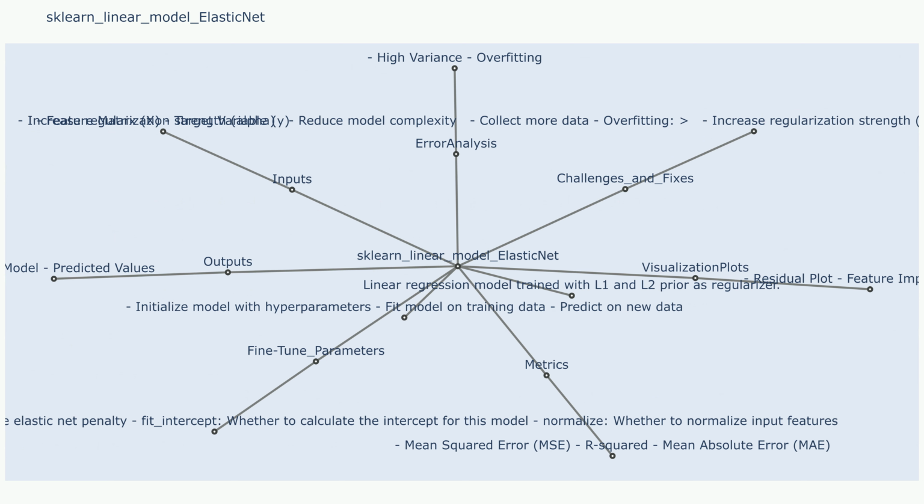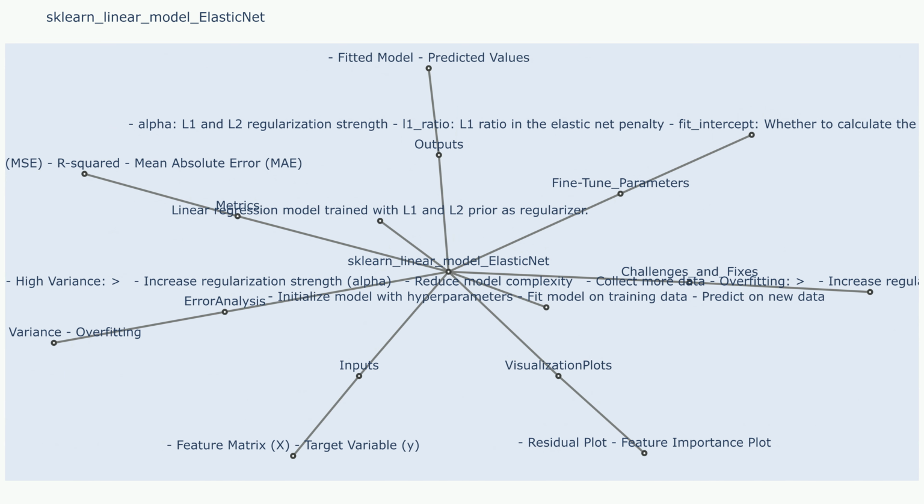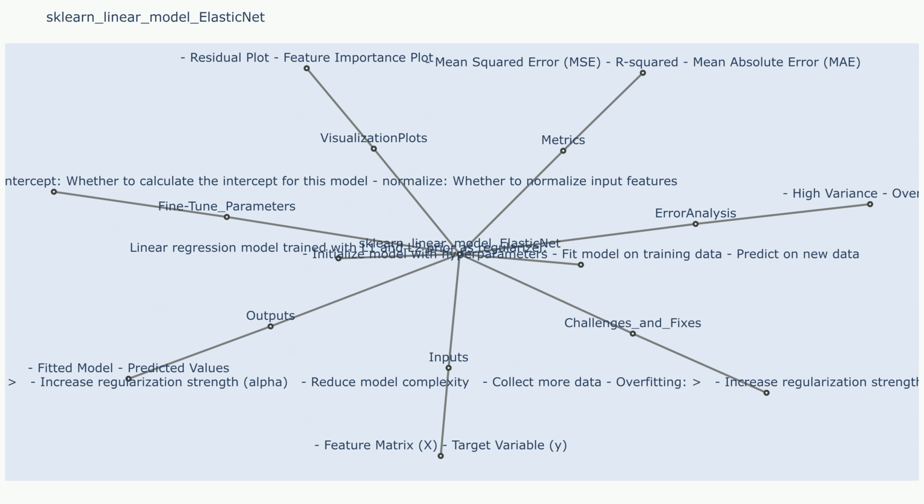Steps. The ElasticNet model is trained using the training data X, Y. The model uses a combination of L1 and L2 penalties to regularize the model coefficients. The L1 penalty shrinks the coefficients towards zero, while the L2 penalty prevents the coefficients from becoming too large. The model then predicts the target variable for new data using the learned coefficients and intercept.